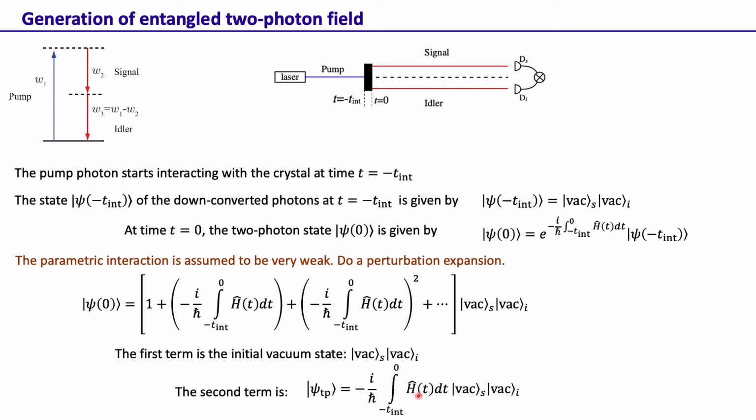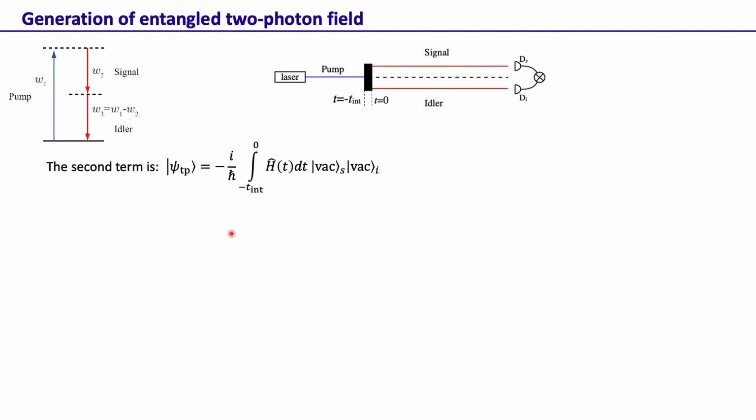Now we will actually see that this second term gives rise to a two photon state. Similarly, this third term, which has a square here, will actually give rise to 4 photon states, but for now we are not interested in 4 photon effects, we are only interested in 2 photon effects. So we will just stop at this term in this perturbative expansion. So this is the 2 photon state, and this is the expression that we have for it.